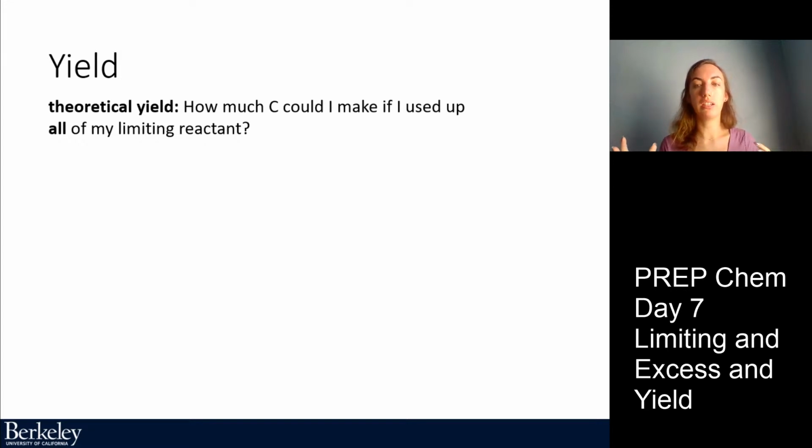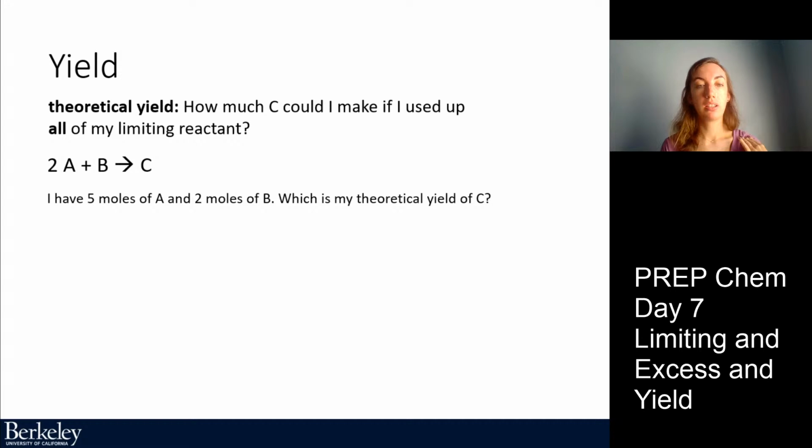So theoretical yield is, given the amount of reactants that you have, what is the most that you could possibly make? And the most that you could possibly make happens when you use up all of your limiting reactant. So if I have this same reaction, 2A plus B goes to C, I have my 5 moles of A and 2 moles of B. I want to know what my theoretical yield of C is. So this is the same reaction that I showed you a couple slides ago in defining what a limiting reactant is. So I found that B is my limiting reactant.